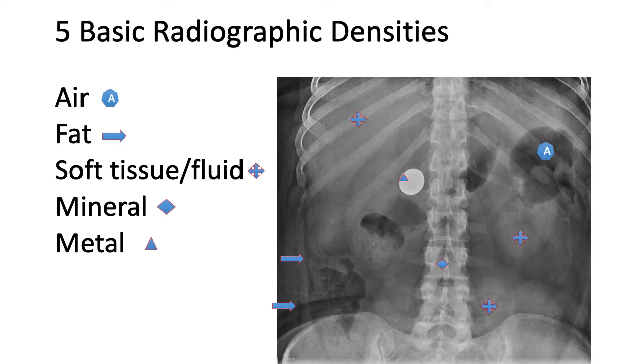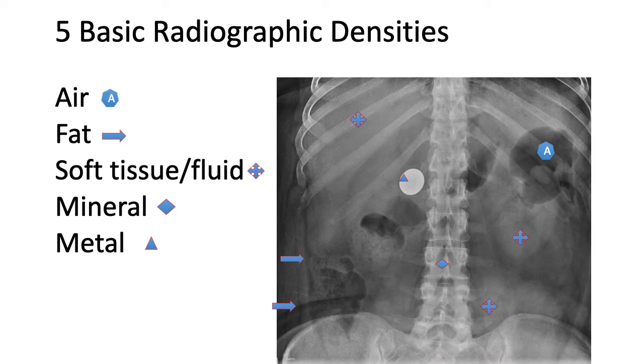Then for soft tissue and fluid density, you can see the mark there. We have organs and fluid. So we have the liver, spleen, the kidneys, also the muscles. In this case, you can see the psoas, the kidney, and the liver.